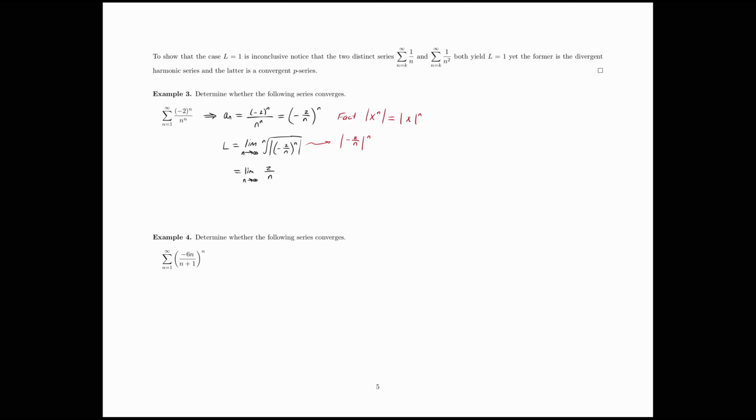And as n goes to infinity, we get 0. And since we get 0, this is less than 1. So the root test implies that the series converges. Again, just like the ratio test, the root test tells us not just convergence, but absolute convergence. So this converges absolutely.